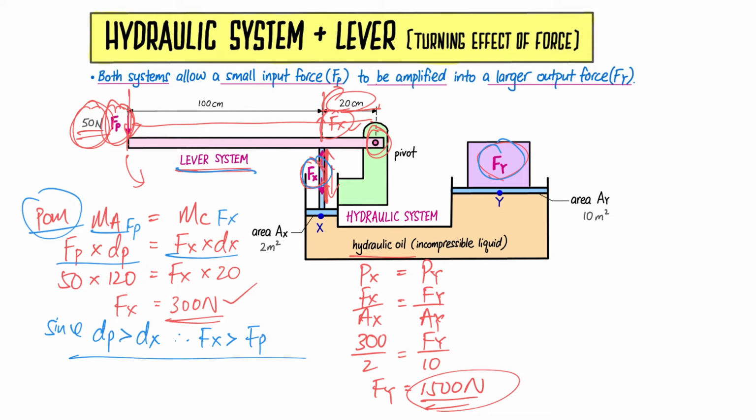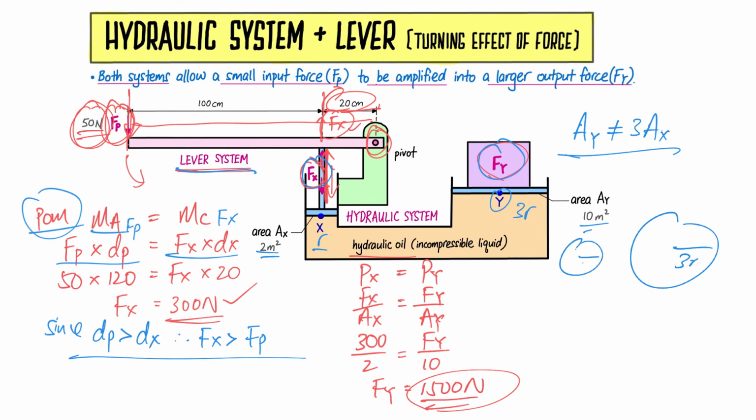Before we end off the video, let's talk about cross-sectional area. There are questions where they don't give you the area directly, but instead they give you the radius. For example, the piston X has a radius of r and piston Y has a radius which is 3 times larger. Now take note of this. The area of Y is not equal to 3 times the area of X. That's very important. So how do we find the area of Y? This is 3 times the radius versus X, which is just r.